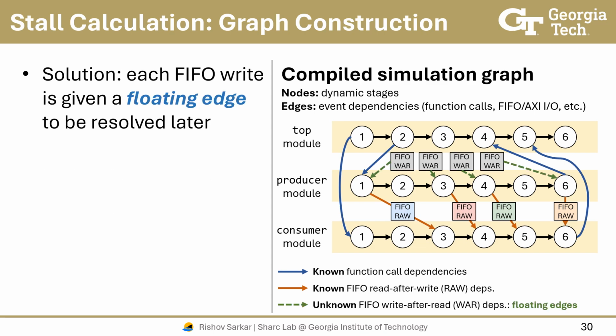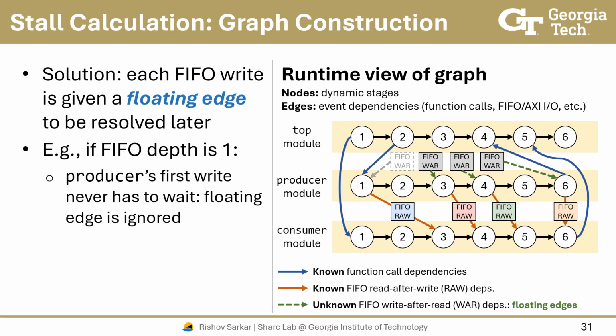Our solution is to draw what we call a floating edge to each FIFO write in the graph. This floating edge will be resolved later based on the FIFO depth. For example, if the FIFO depth is 1, the producer's first write will never have to wait because the FIFO will always have space for one element at the start. For this reason, when we're traversing the graph, we'll simply ignore this floating edge.